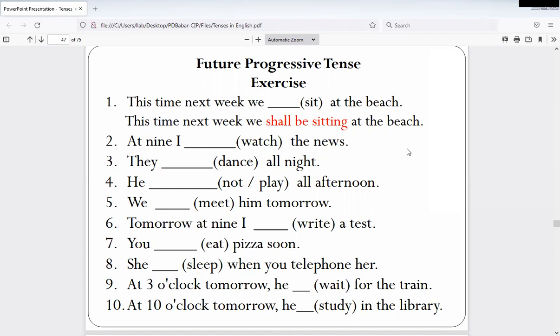We in bracket meet him tomorrow. So what will be the verb here? Tell me.